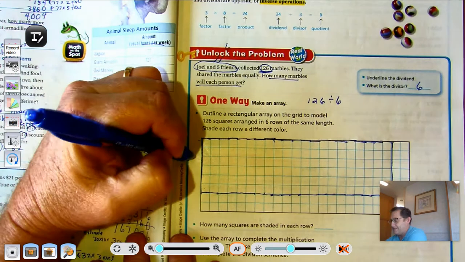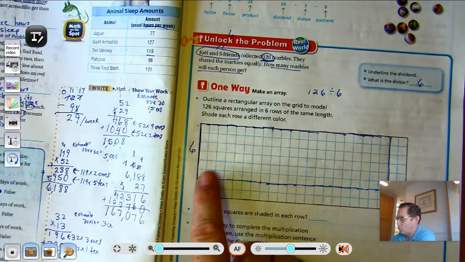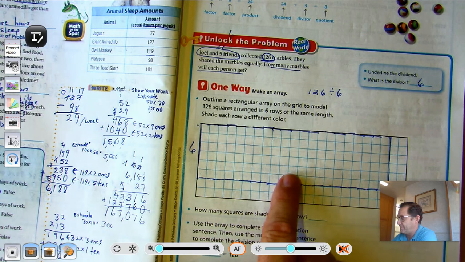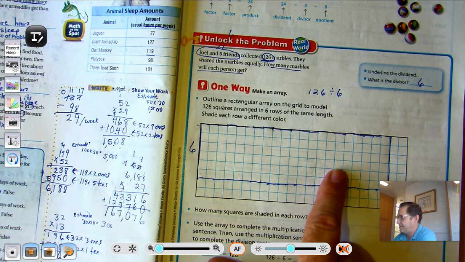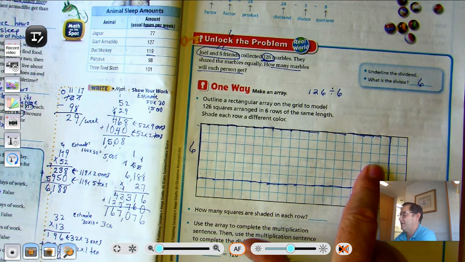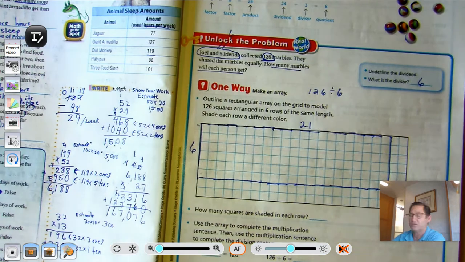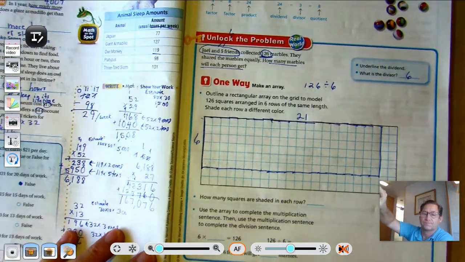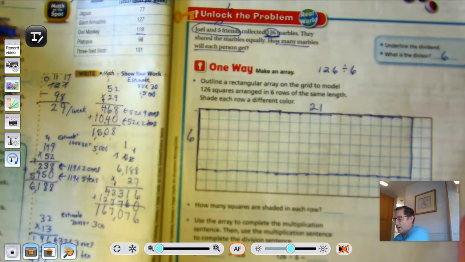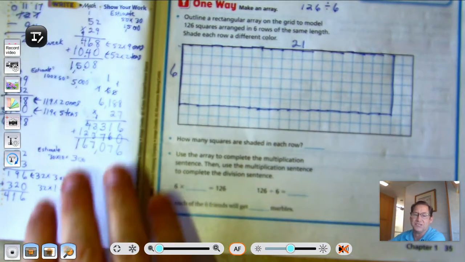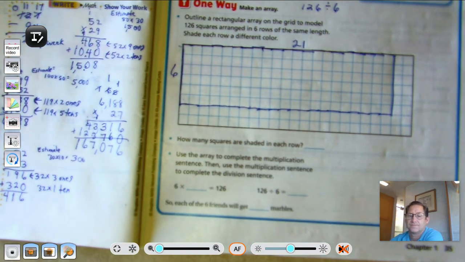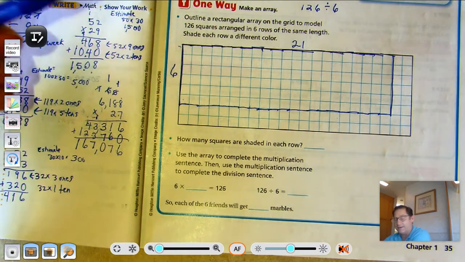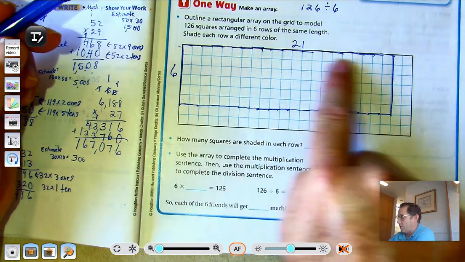So we have a 6 by what? 1, 2, 3, 4, 5, 6, 7, 8, 9, 10, 11, 12, 13, 14, 15, 16, 17, 18, 19, 20, 21. So we have 6 rows of 21. So how many squares are shaded in each row? Sorry about that. So we have 6 rows, and in each row there are 21.